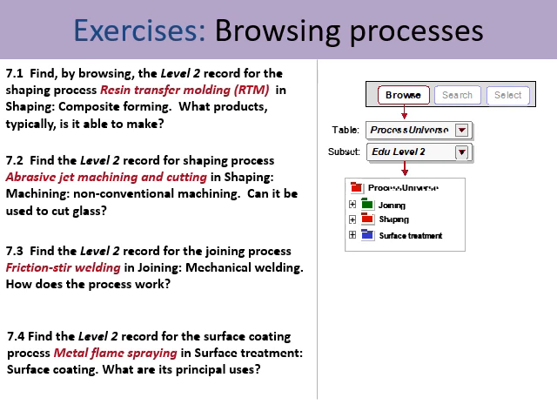So machining, non-conventional machining, can it be used to cut glass? So 7.3, which is the level 2 record in the joining process, friction welding in joining. Mechanical welding, how does the process work? And then 7.4, the level 2 record for the surface coating process, metal flame spraying in surface treatment. What are the principles it uses? You can use this to browse or you can just Google it anyway.